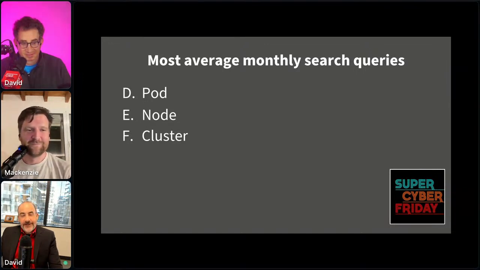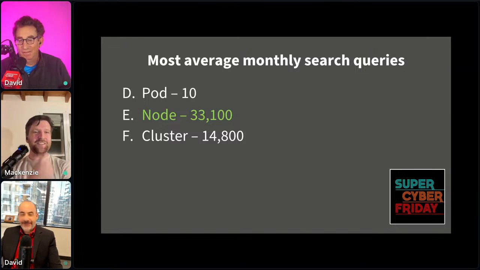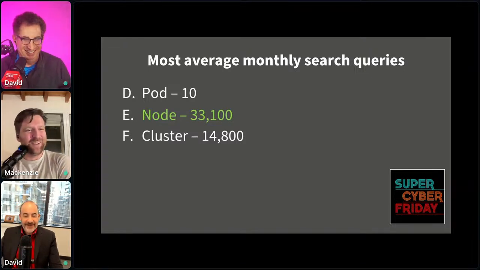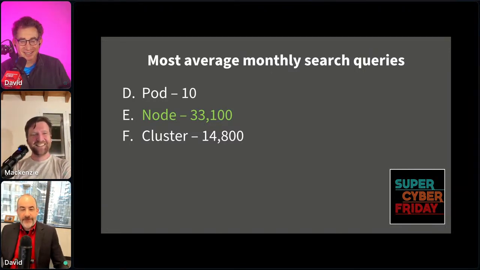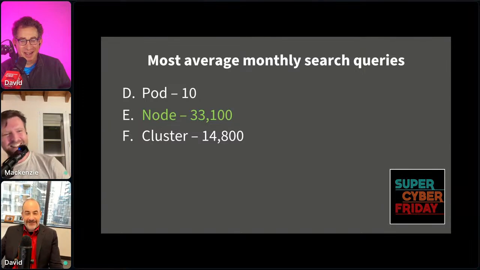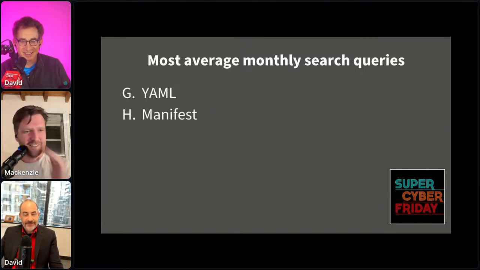I'm going to take the risk here and go with cluster, because the pods are always part of a cluster. All right, based on my history, that's a good plan, David. The correct answer is node. You're both wrong. You're still 0 for 2. I guess this is why container security is important, and we all need to learn. I don't understand why pod is so low. That's bizarre.